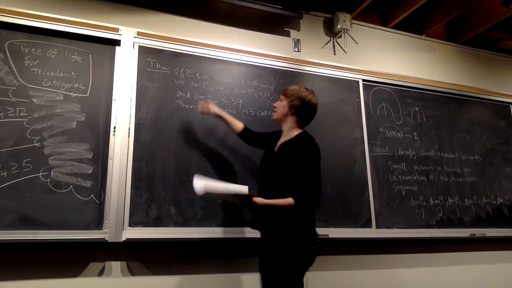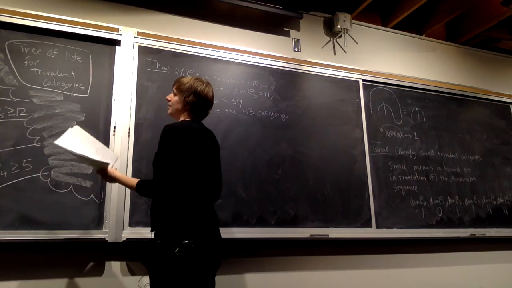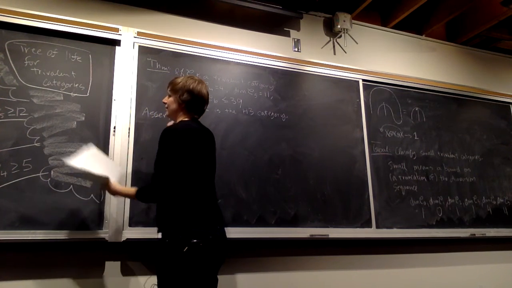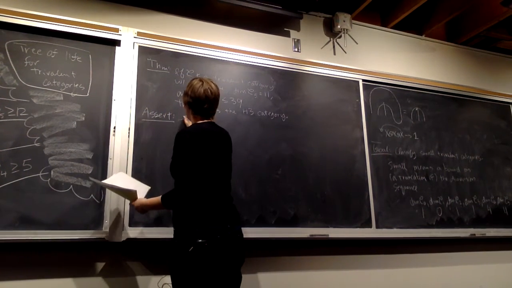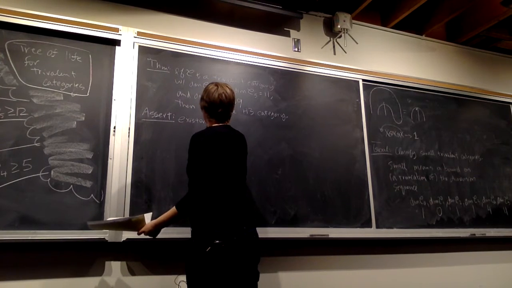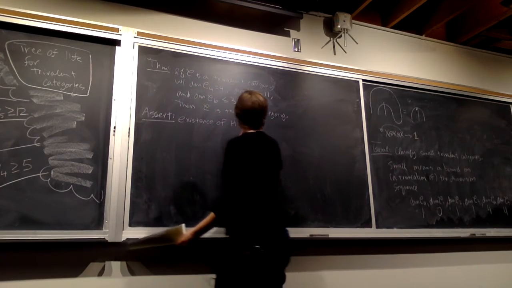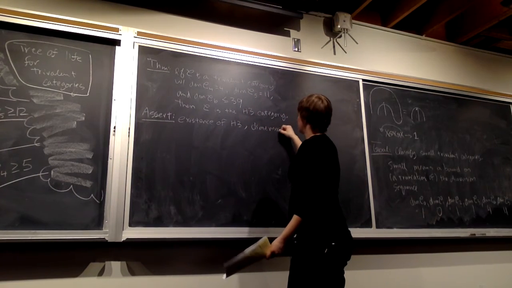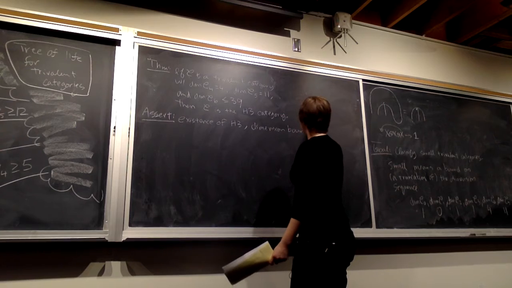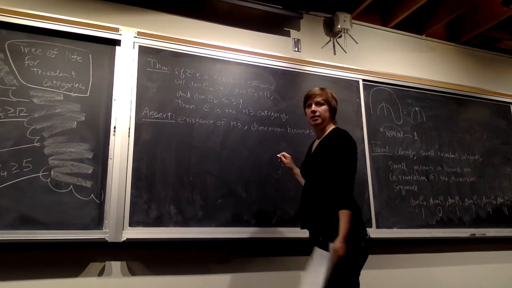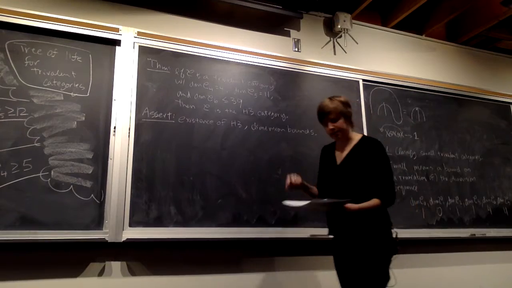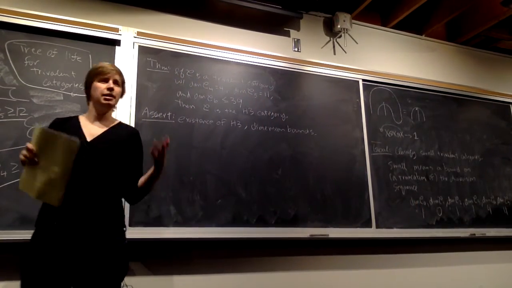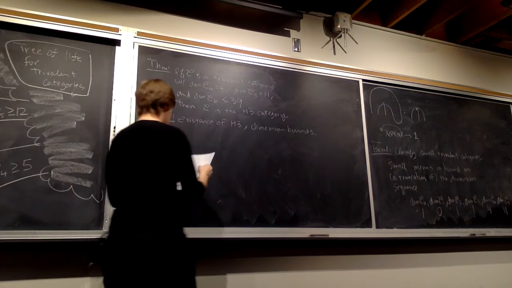The thing that I'm going to ask you to take on faith for this theorem is that the H3 category exists and satisfies these conditions: existence of H3 and its dimension bounds. My approach to the proof is going to be basically linear algebra and combinatorics, but I do need to set up some notation in order to do that.